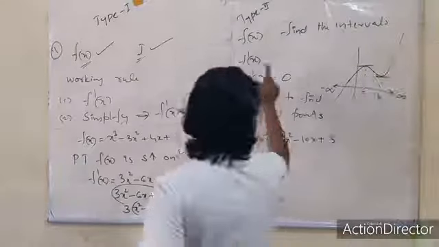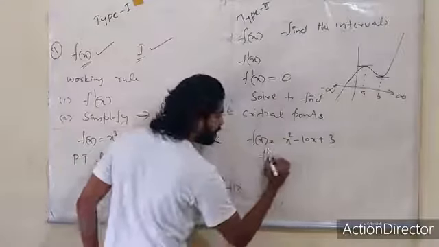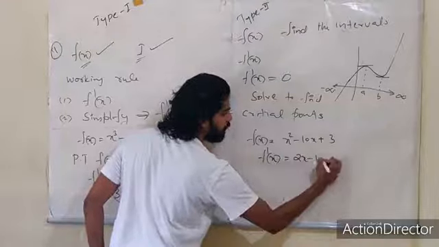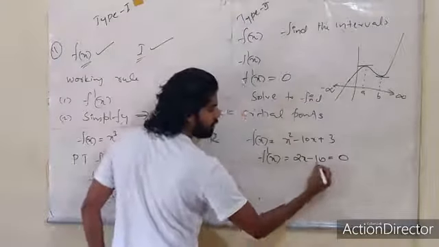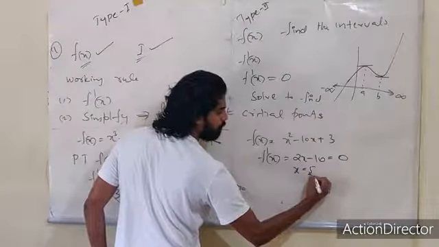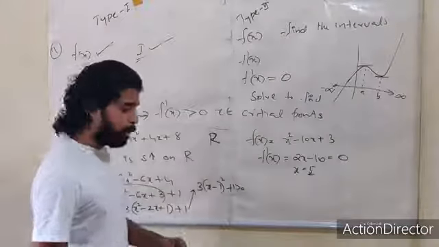So let us first differentiate this. We find f dash of x equals 2x minus 10. Let f dash of x equal to 0. That means 2x minus 10 equals 0, that is x is equal to 5. So 5 is the only critical point.